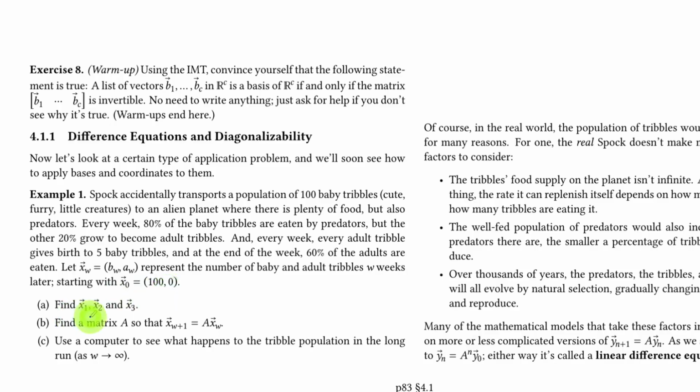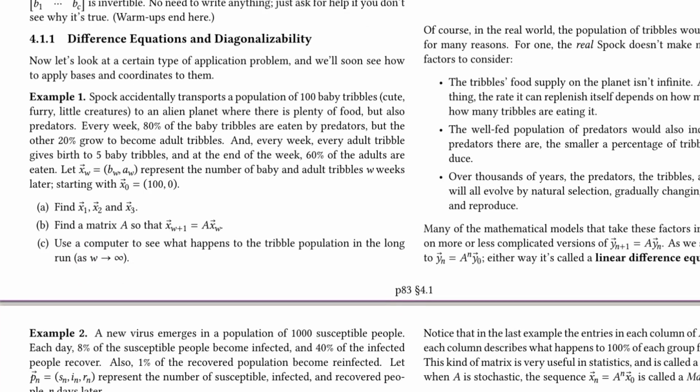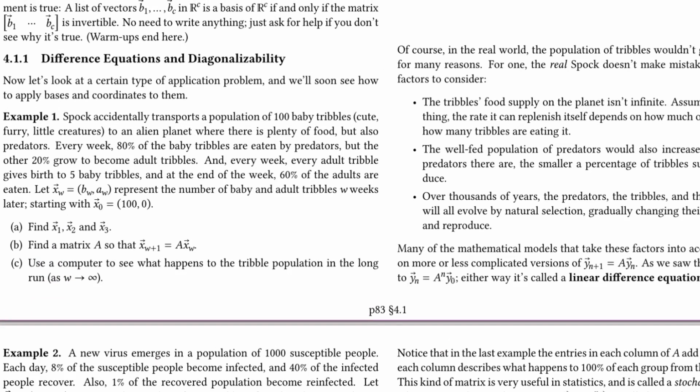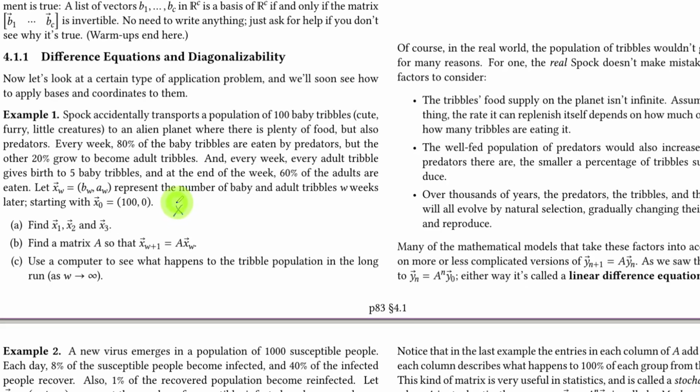So we're going to do part A. We're going to find x1, x2, and x3 first. Maybe we can start with x1 over here, and then we'll move to the other side when we need the room. To get x1, in other words, we want to know how many baby tribbles there are and how many adult tribbles there are after 1 week. Well, what happens to the 100 baby tribbles that there were the previous week? Well, 80% of them were eaten, and the other 20% grow to become adult tribbles.